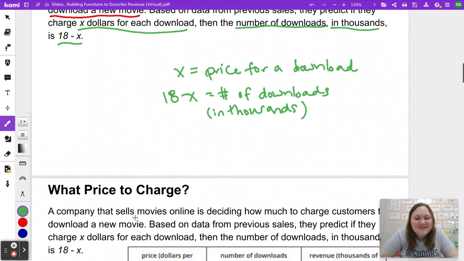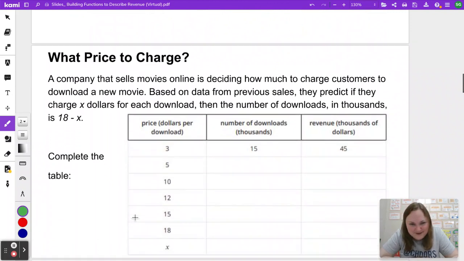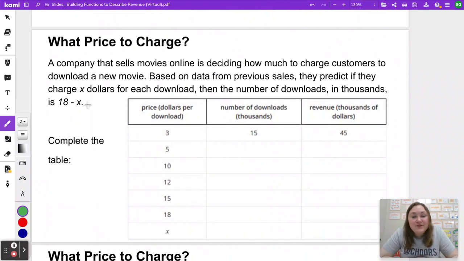And just like a lot of our situations, we're going to start with a table to help us understand the situation a little more. So using the information they've given, this first row here has already been figured out for us. We've got, if the price is 3, so if it costs $3 for each download, the number of downloads in thousands is 15. I want to pause there because we're going to have to do the rest of this table. Where do you think they got 15 from?